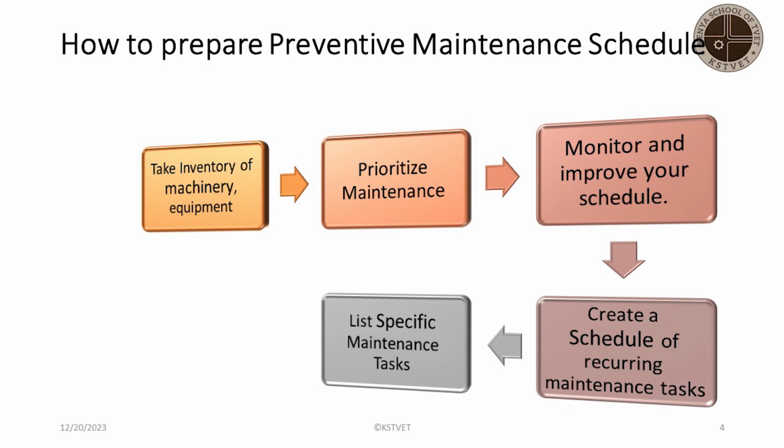The process of developing a preventive maintenance schedule includes: 1, take inventory of machinery, equipment, resources, and tools that need regular maintenance. Number 2, prioritize maintenance of each machine. 3, list specific maintenance tasks carried out. Once you list them, develop a schedule of recurring maintenance tasks. And after that, continue monitoring and improving your schedule as per the equipment arrives.